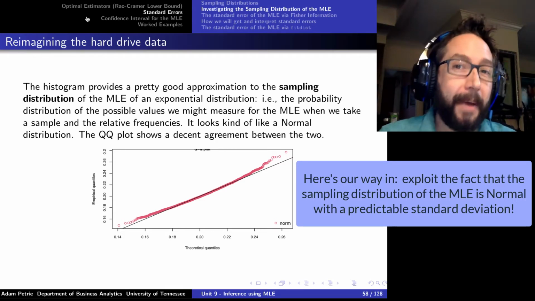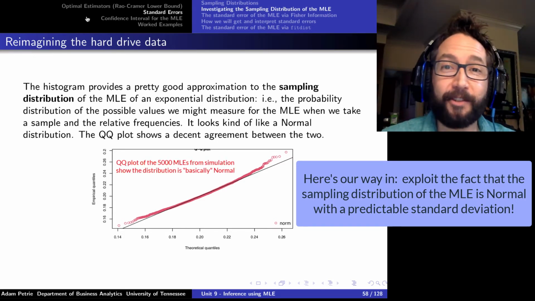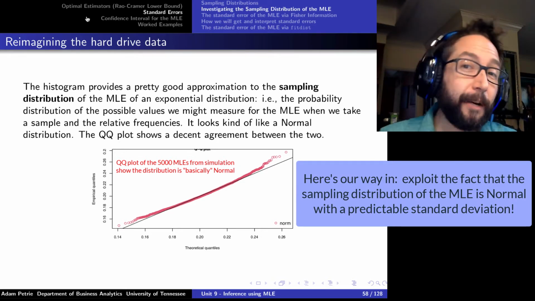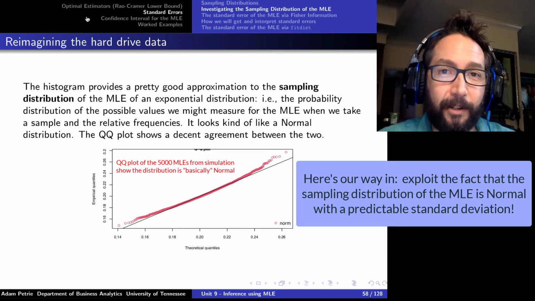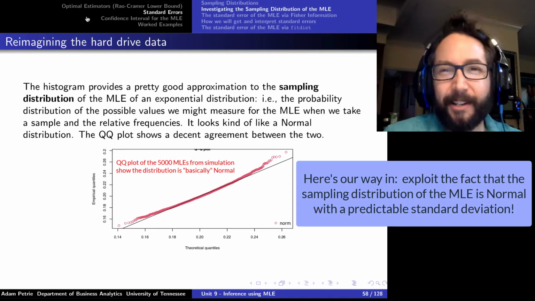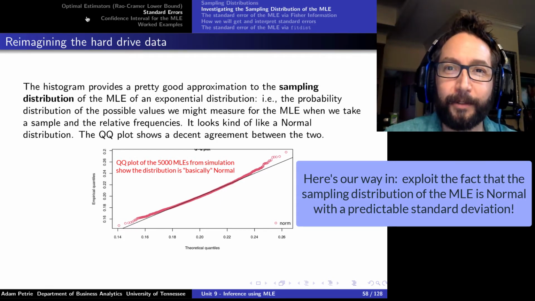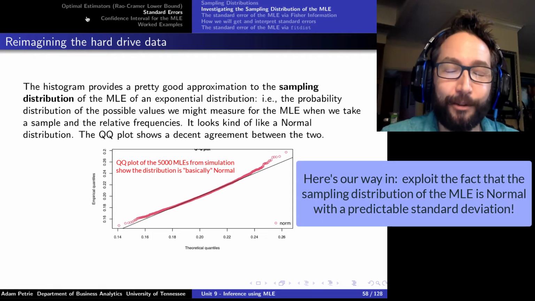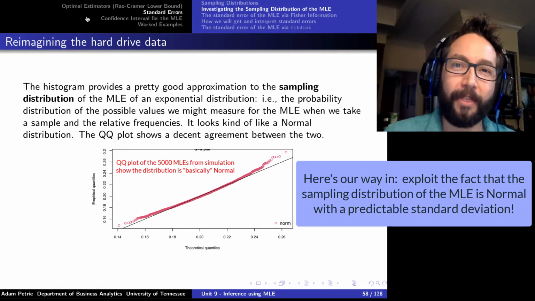If we were to compare that histogram of those 5,000 different MLEs that we've measured from 5,000 different random samples, we see a pretty close correspondence to the normal distribution via comparing the QQ plot. So let's build off that. It turns out there's a key theoretical result that says for really big samples, the sampling distribution of the MLE actually is normal. And so let's go with this.